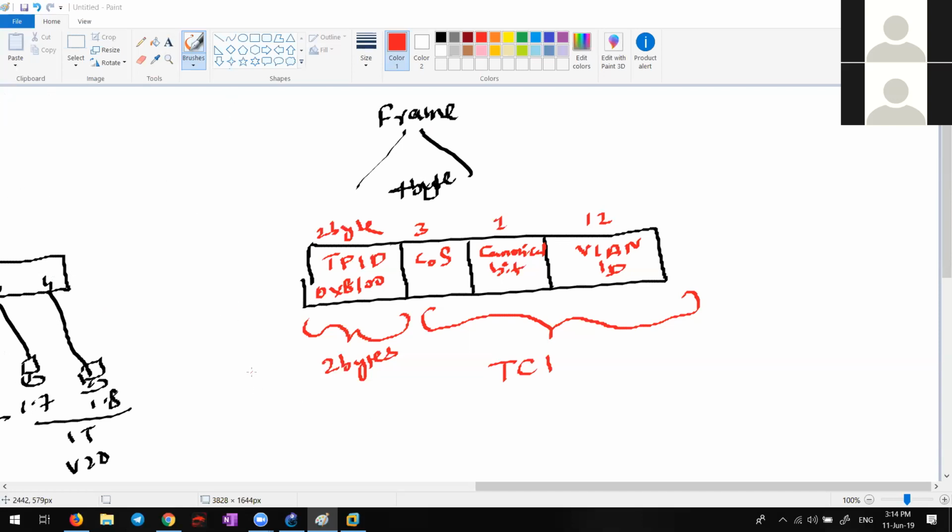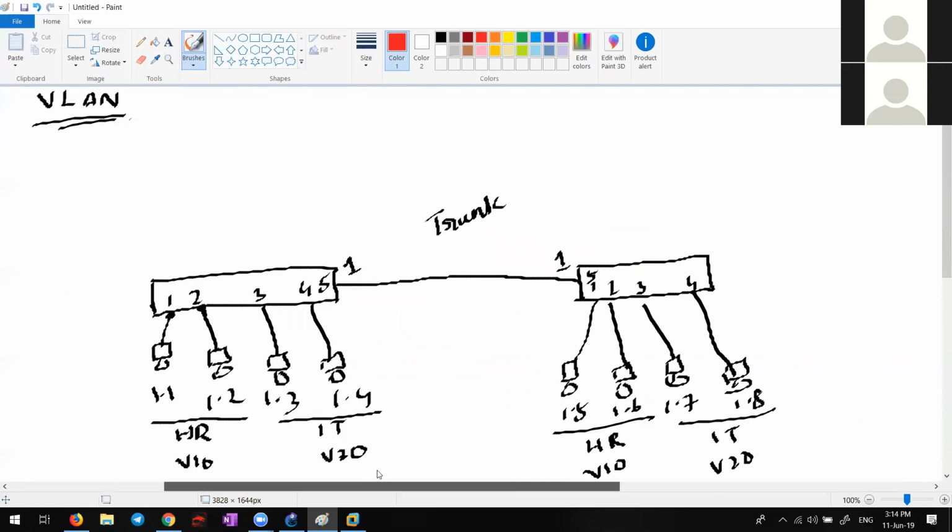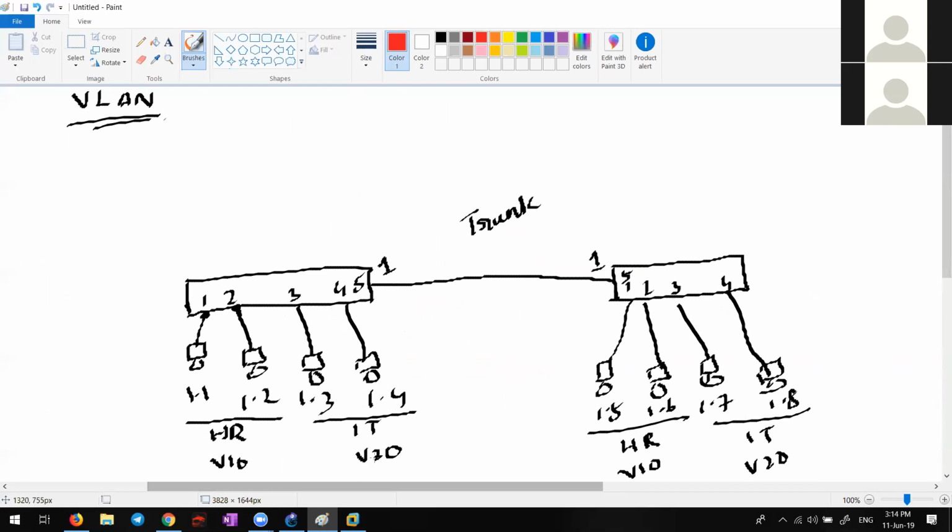So when does this frame get tagged? When does a frame get tagged? Tell me, guys. Is it not when you send it over? I think a frame gets tagged when you send the frame over a trunk. Yes, very good. Whenever a frame leaves through a trunk link, the data will be tagged.